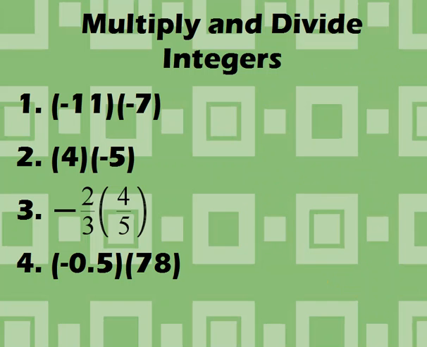So let's go really quickly to our examples. Basically, when you multiply and divide integers, you just multiply like normal. So we have negative 11 times negative 7. Well, we know that 11 times 7 is 77, and a negative times a negative, we said, was a positive. So this is actually going to be positive 77.